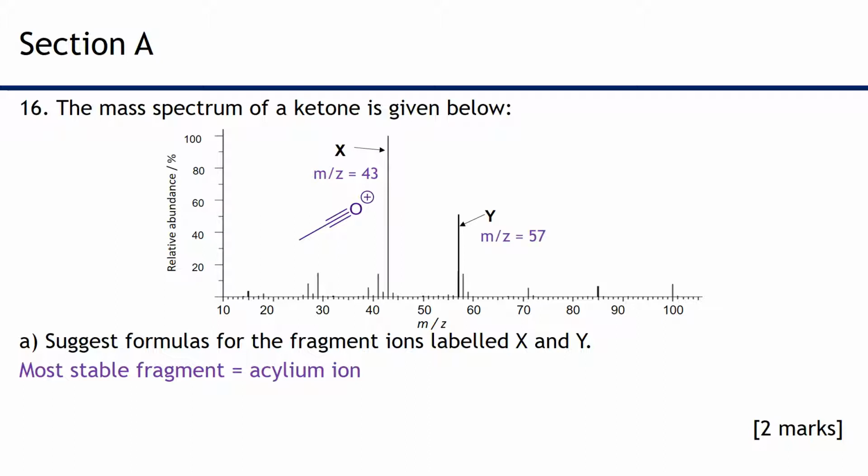Then we can look at Y, and this has a mass charge ratio of 57. So if you want to think about what could sum up to give you a mass charge ratio of 57, or a mass of 57, a good candidate for this would be a butyl fragment. And so you want to suggest the formulas for these, not just the structures, so you want to convert those into their formulas. So X is CH3CO+, and Y is CH3CH2CH2CH2+.